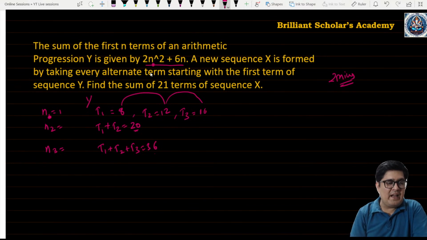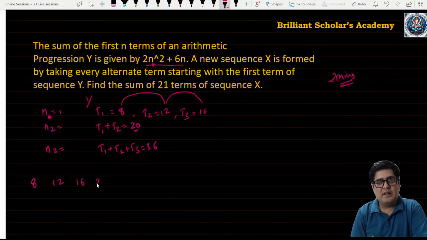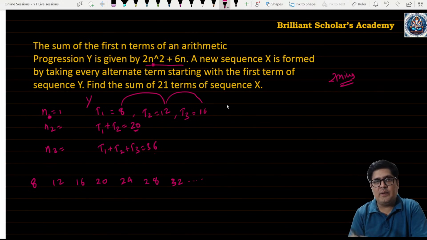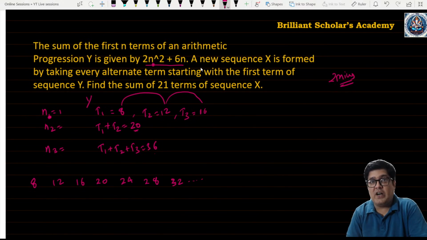So what will I have? I'll have terms here 8, 12, 16, 20, 24, 28, 32, and so on. Out of these, I am selecting alternate terms. Please pay attention now to the second part of this.